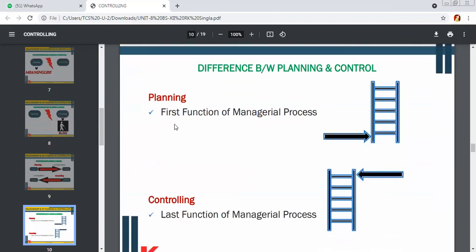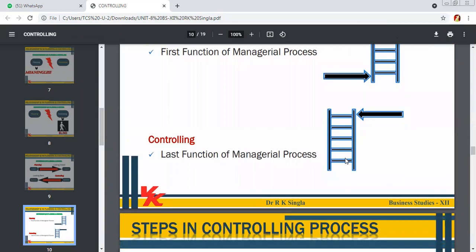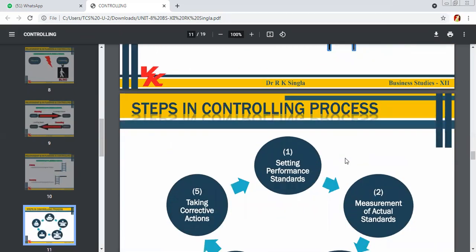Another difference is that planning is the first function of the managerial process. We start with planning, then organizing, then staffing, then directing, then controlling. So it starts with planning, but controlling is the last step of the ladder. Whatever the management process, whatever the ladder it is, the last function is known as controlling, and the first function of the managerial process is planning.